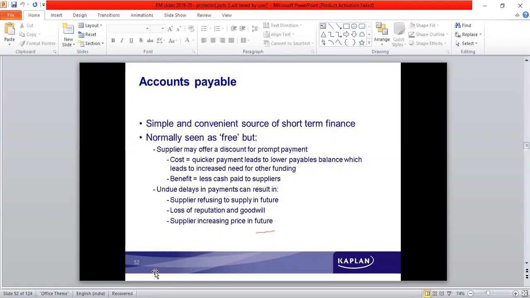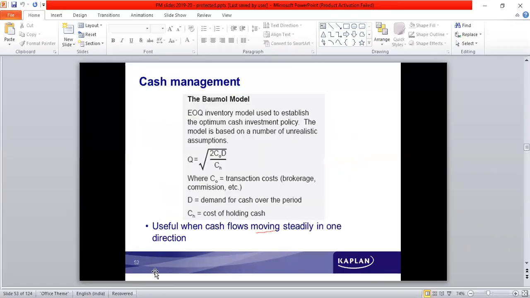Undue delays in payment can result if they do not meet the payments on due date. Then there is loss of reputation and goodwill. In future, the supplier may refuse to supply material, so that again is a problem. And then henceforth, the supplier will start charging a higher price for the material because he does not trust them. Because of the failure on the part of the company to make the payment on due dates, the supplier will start charging higher prices.